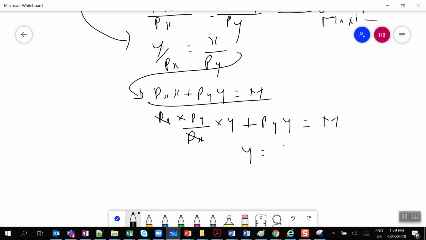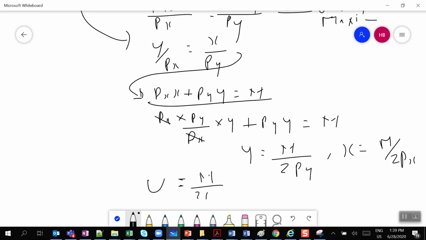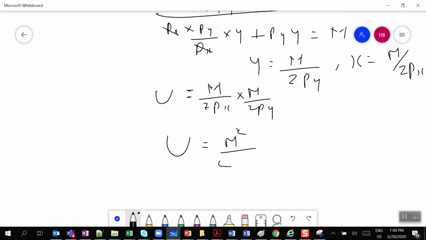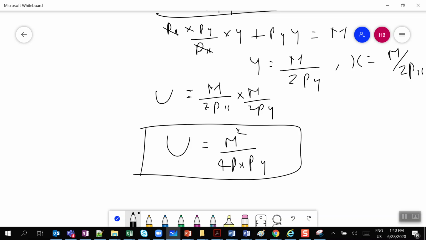So y will become m by 2py. Similarly, x will become m by 2px. Now you can derive your utility: you replace your utility by these two, which will become m by 2px into m by 2py. So now your utility has become m square by 4 px py. Now you can see utility in terms of price and income.